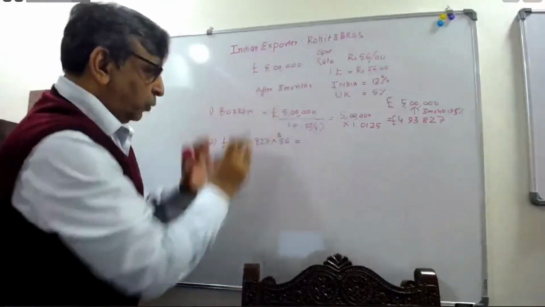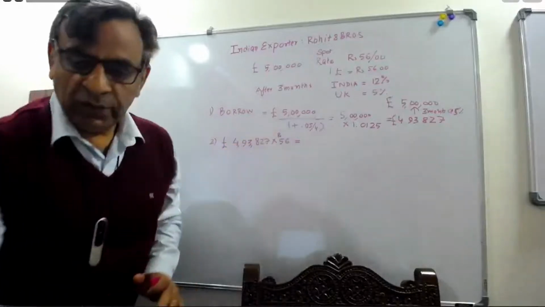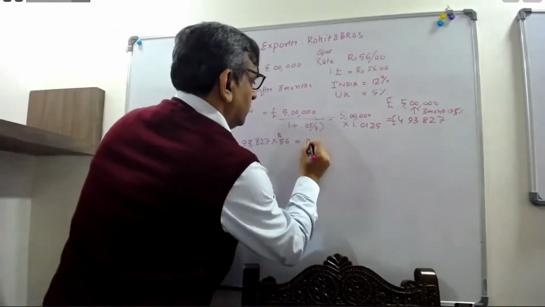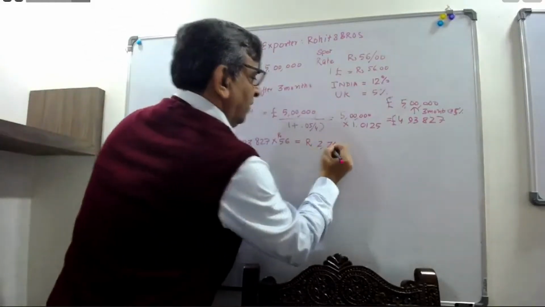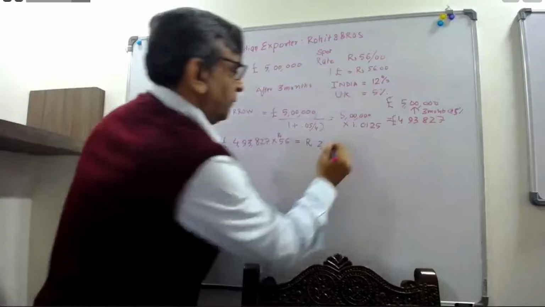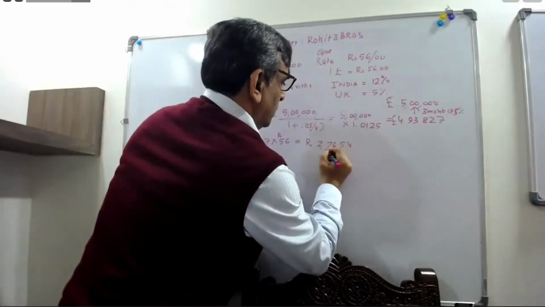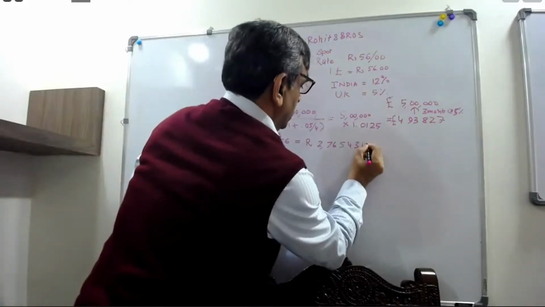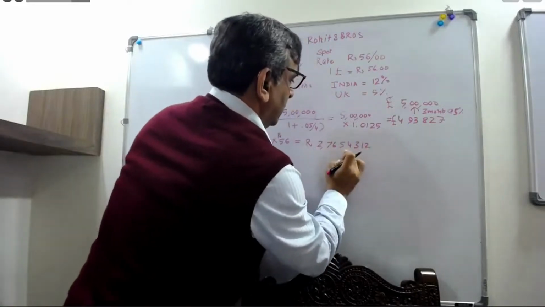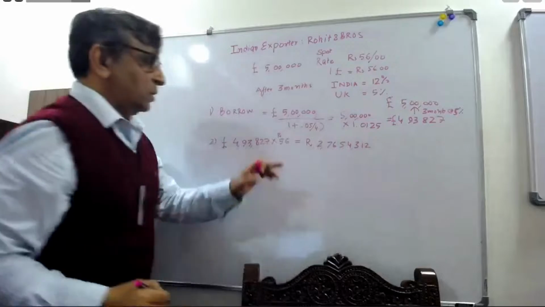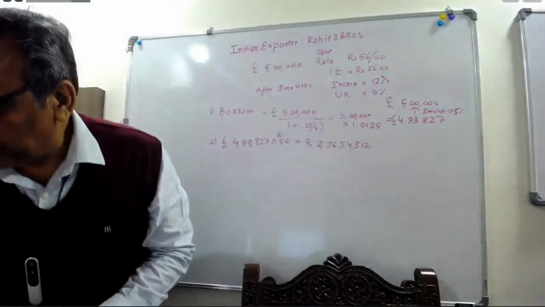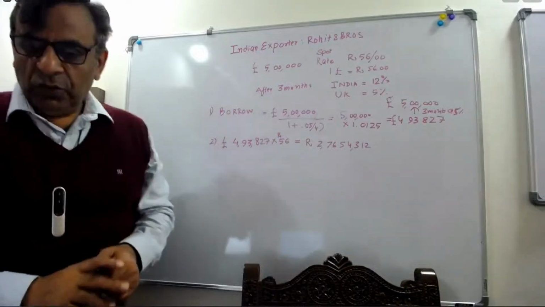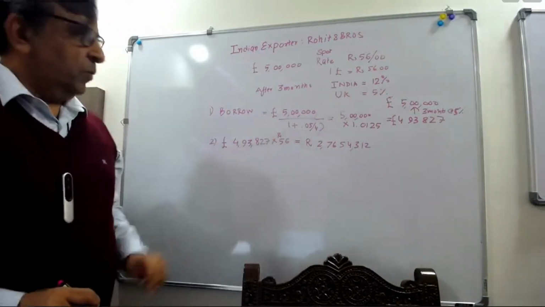He borrowed the money, brought that money to India and converted it into Indian rupees. So this will become 2 crore 76 lakhs 54,300. So this will be the amount he will bring. So are you able to see the board? Okay. So this is the amount which will be converted.